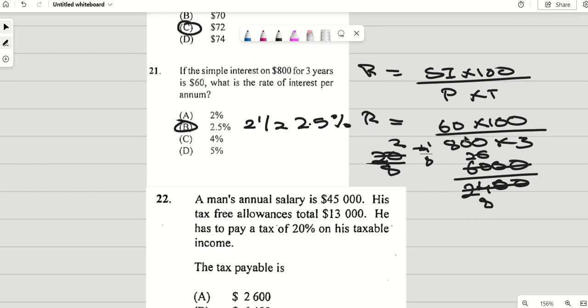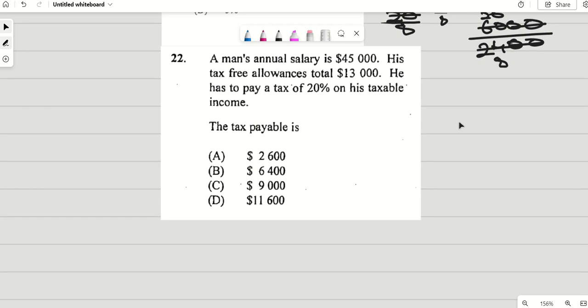The next one here is number 22, which is the last question. A man's annual salary is 45,000. His tax-free allowance is 13,000. He has to pay a tax of 20% on his taxable income. What is his tax payable? I believe this answer here is 64, guys. It's a repeated question, but let's check. First off, we need to know how much he is paying on tax. If he has 13,000 free, then you want the amount to pay tax on.